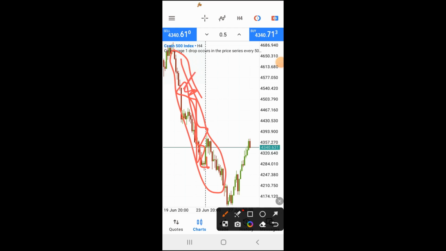For you to have opened your position anywhere here towards buy, that is to say you are blindly trading. You do not know what you are doing, and by so doing, you might have probably got your account, your hard-earned money, burnt.